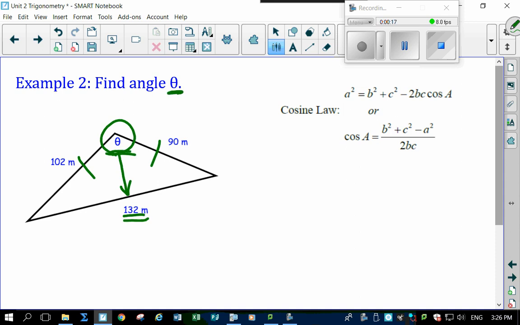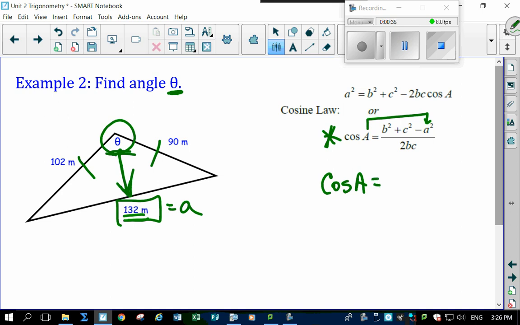So check it out. You want to find the measure of this angle. So of course, you're going to use this formula. That angle goes with that side. So you're trying to find cos A. That's going to be side a. Those two have to go together. If not, it's going to mess up for you.